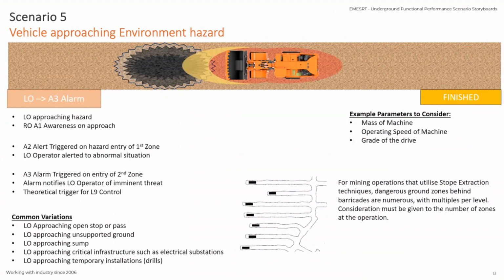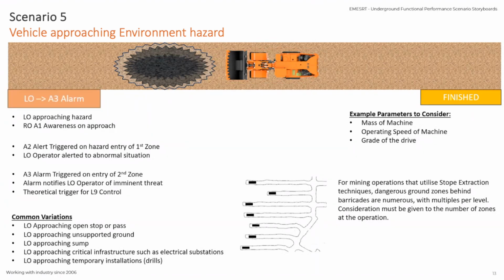We also have other variations of hazards. So we talked about voids and unsupported ground, but we've got things like sumps. Lots of operations won't barricade their sumps because they're concerned about some of the smaller vehicles driving into the sumps and getting immersed. And we've also got critical infrastructure such as an electrical substation. The last thing we want is a loader driving full barrel into a transformer or electrical substation. It'd be quite a catastrophic collision.